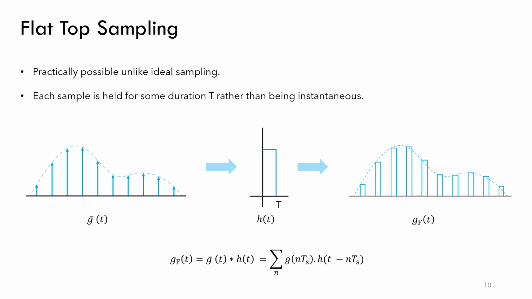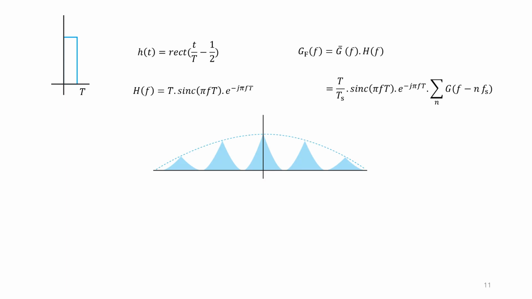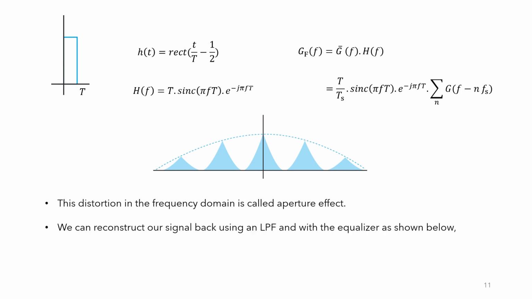In the frequency domain, the Fourier transform of h(t) will be as shown, and that convolution becomes multiplication. We see that the spectrum of G bar(f) gets distorted as shown due to the sinc function that is being multiplied. This distortion is called the aperture effect. We can recover our signal by using a low pass filter and an equalizer defined as shown below.